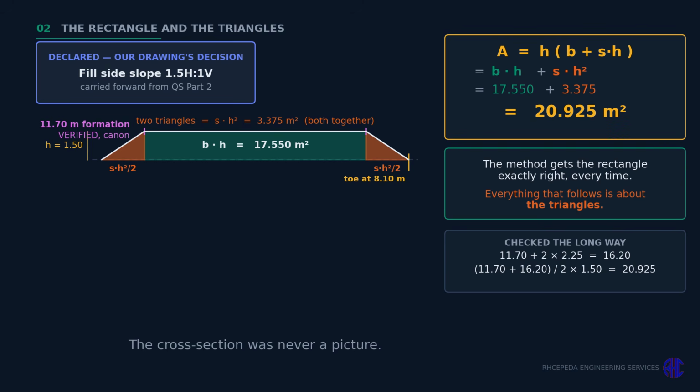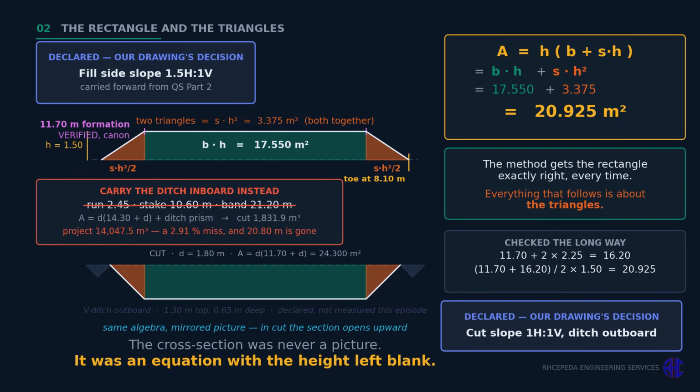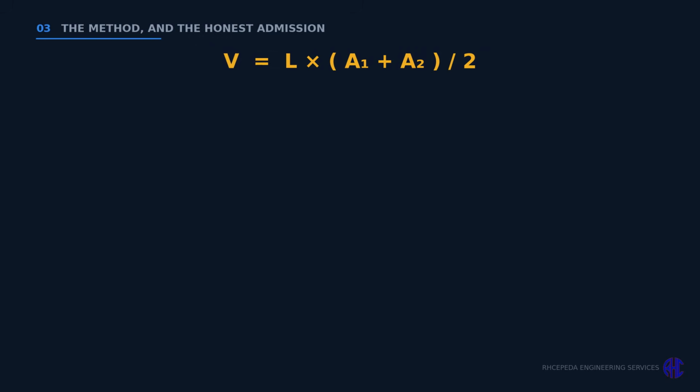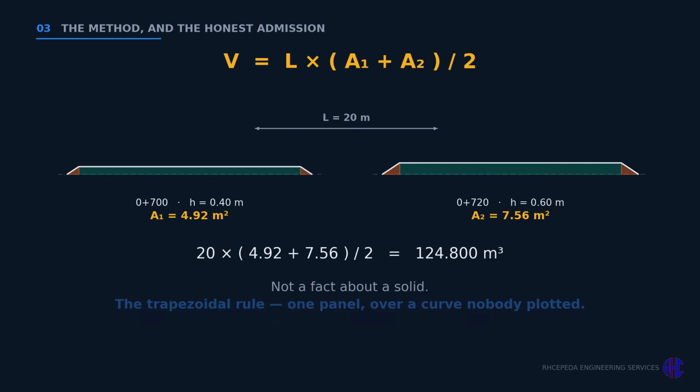The cross-section was never a picture. It was an equation with the height left blank. And in cut, the same algebra, mirrored, the section opens upward. Average the 2 end areas, multiply by the distance between them. Not a fact about a solid, the trapezoidal rule, over a curve nobody plotted.